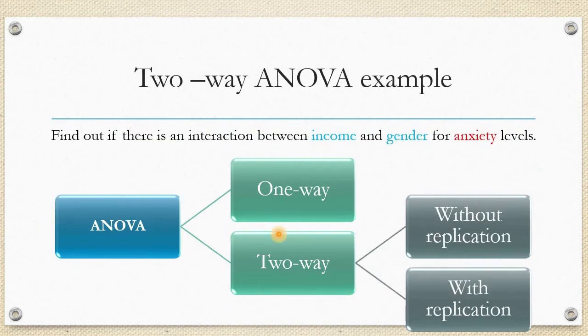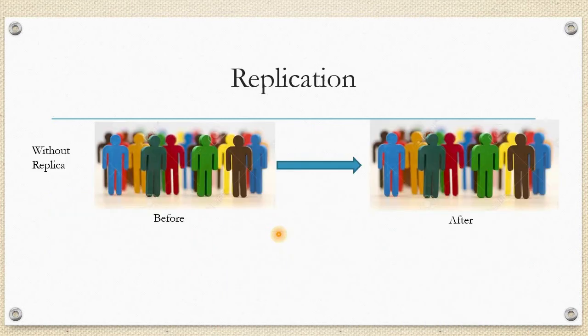Suppose we want to find out if there is an interaction between income and gender for anxiety level. Here anxiety level is dependent on two independent variables, income and gender, so it will be a two-way ANOVA. Two-way ANOVA can be with replication and without replication. What is replication? Replication means we have the same population or same sample set before and after some test. So you have the same sample before, then you conduct a test and take the data after the test. This is called without replication.